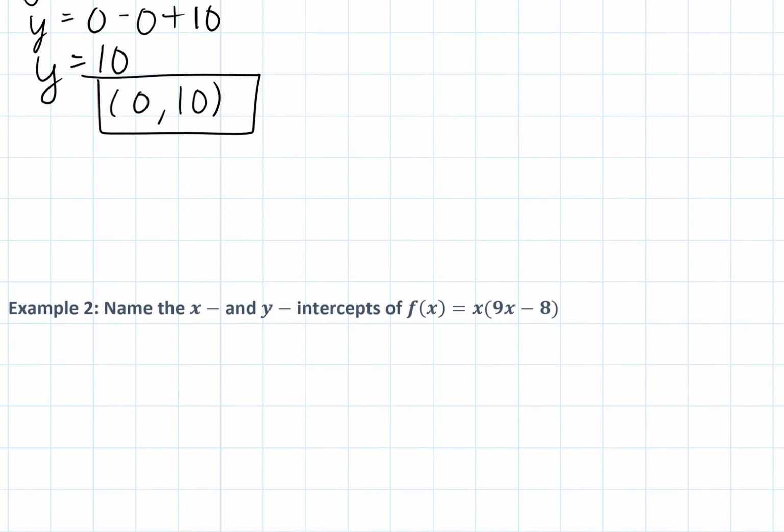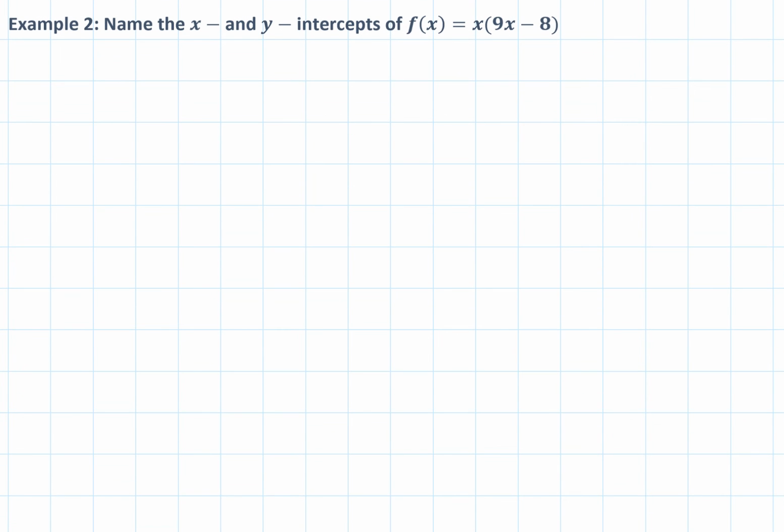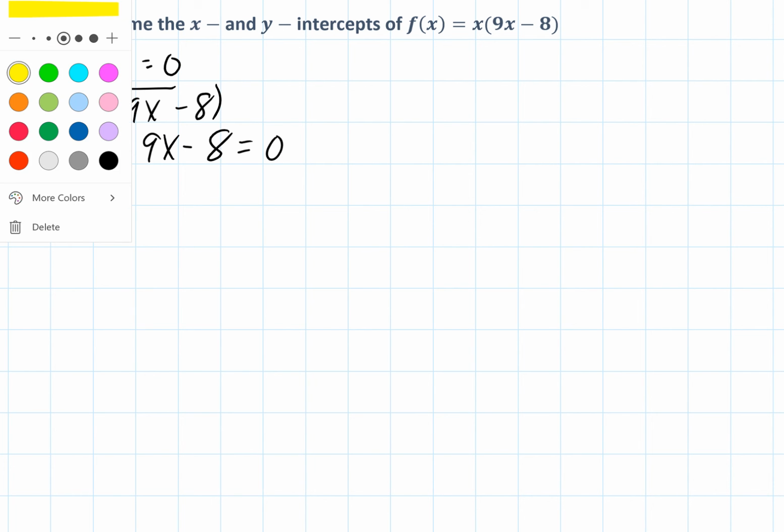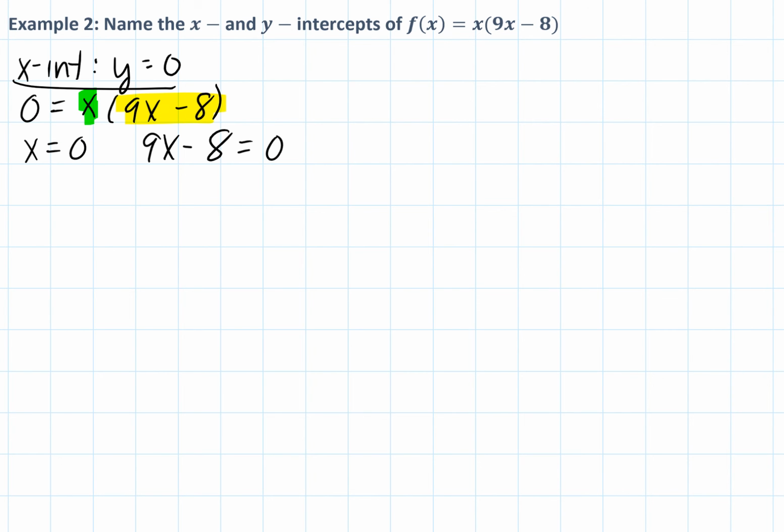Okay, let's take a look at a second example. Name the x and y intercepts of this function. Again, x-intercepts, we know that the y value is 0. Let's substitute and see where that takes us. Oh, how convenient. This is already factored. So we set each factor equal to 0. Again, this is one factor. It's x or x minus 0. And if we're going to multiply x by something, in this case 9x minus 8, one of these two has to be 0.